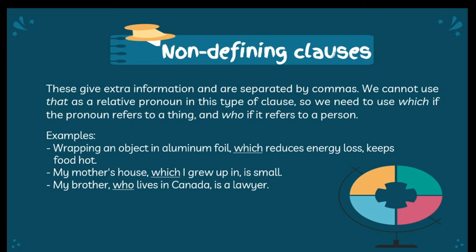My mother's house, which I grew up in, is small. Here the writer is also giving extra information about his or her mother's house. The next example, my brother who lives in Canada is a lawyer. Here we are also getting extra information about the subject in the sentence. Let's continue.